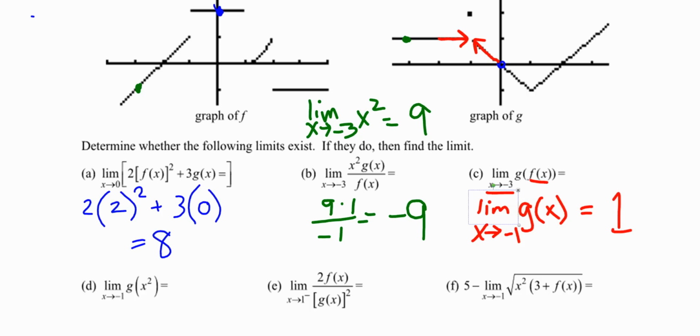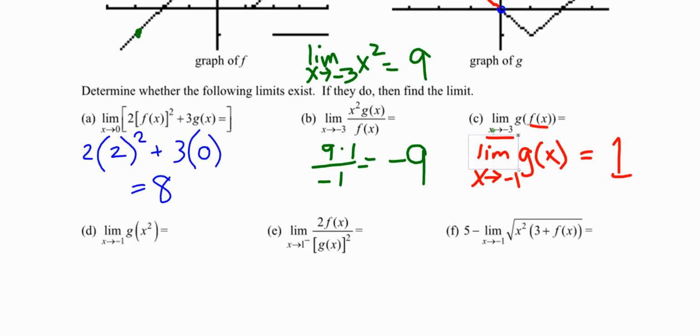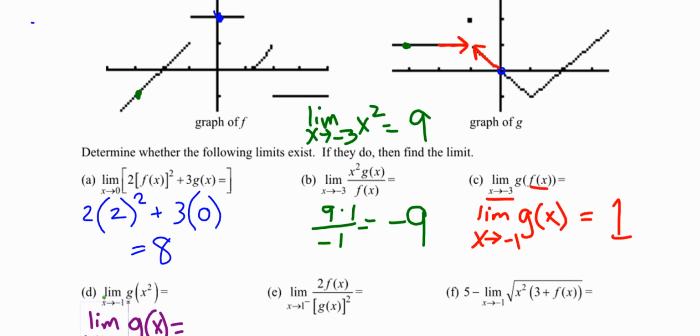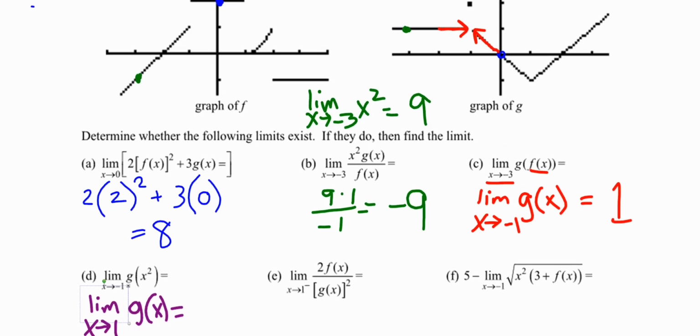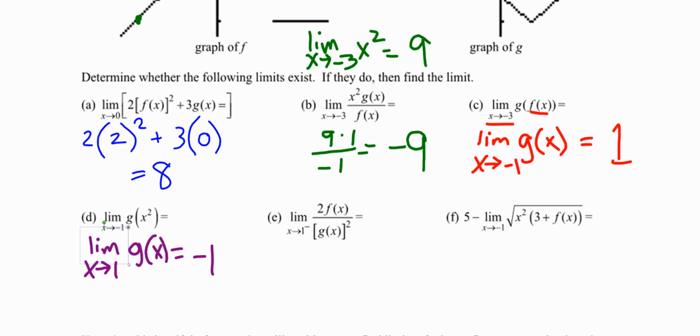All right, let's try one more of those. So the limit as x approaches -1 of x squared will be 1. Now what is the limit as x approaches 1 of g of x, that function? Well, for that we just need the graph. As x approaches 1, it appears that the graph approaches -1.